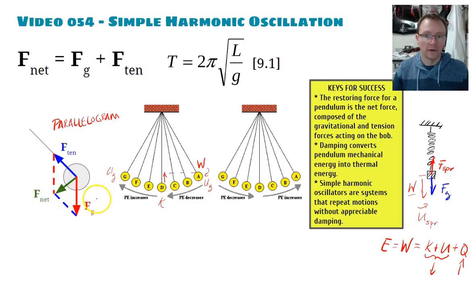And so that's what's causing the pendulum to oscillate back and forth, because there's a net force. Here the net force is towards the rest position, and here the net force is towards the rest position. And so you can see that the net force is the thing that's causing it to oscillate back and forth. It's the thing that's causing it to change from potential energy to kinetic, and from kinetic back into potential.